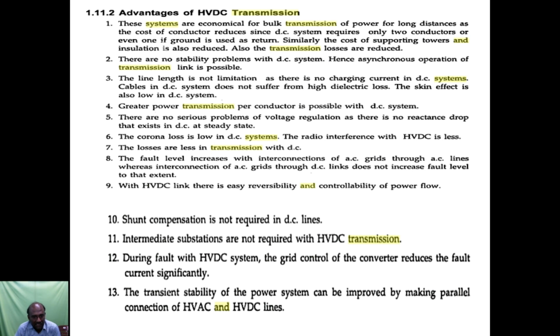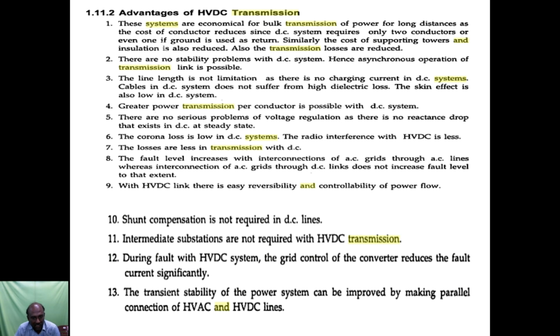The fault level increases with interconnections of AC grids through AC lines, whereas interconnection of AC grids through DC lines does not increase the fault level to that extent. So we have no greater fault level complications in DC compared with the AC system. With the HVDC link, there is easy reversibility and controllability of power flow. So you can easily control the reverse power from AC to DC or DC to AC using the converters, rectifiers and also inverters. We can make reversibility of the power.